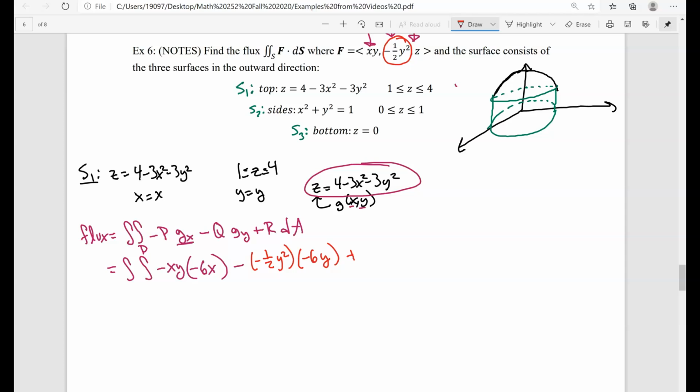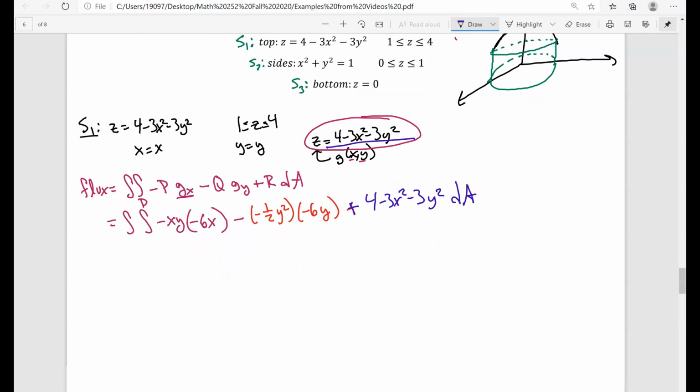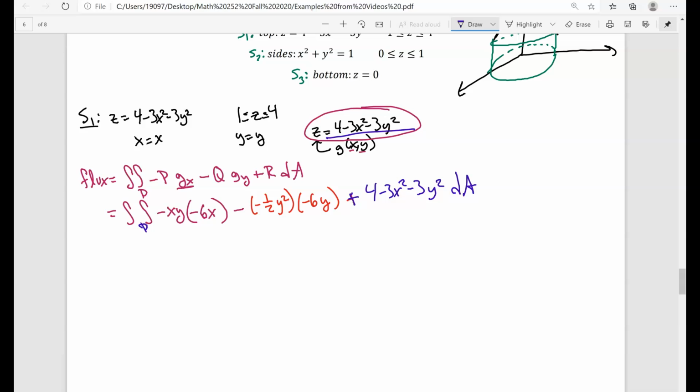Plus, now r. R in that case is just z. Oh, but we cannot have a z in there because we're only looking at x's and y's. So z in this case is going to be whatever I parameterized it in terms of x and y, which is going to be this 4 minus 3x squared minus 3y squared. And this is just going to be dA, over the region D. So I'm going to simplify this a little bit, and what I'm going to get is a double integral over D, 6xy minus 3y cubed minus 4 minus 3x squared minus 3y squared dA.